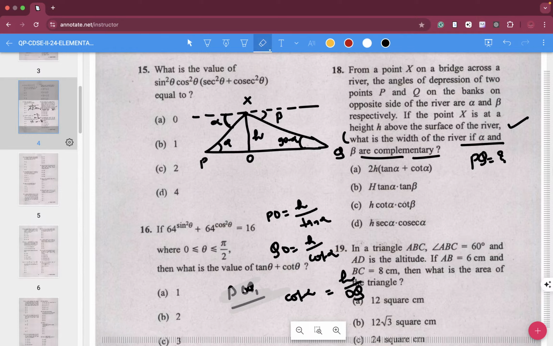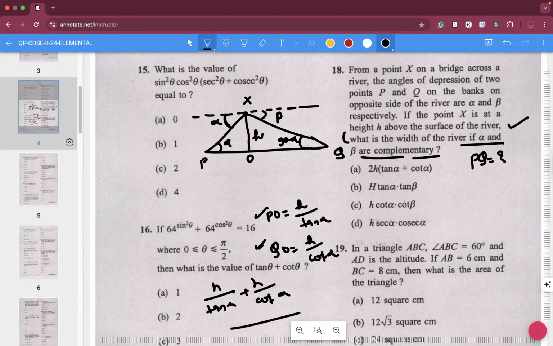Now you get the value of PO and you also get the value of QO. Can you add these two values? If I add these two values, we get h by tan alpha plus h by cot alpha. This is basically the length of your bridge.